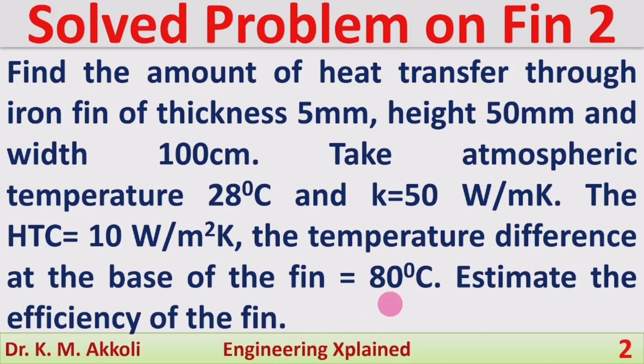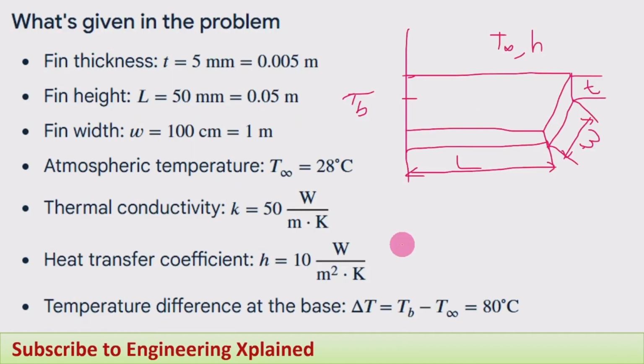In this numerical, the pin is of rectangular shape. It has a thickness of 5 mm, a height, that is the length of the pin, of 50 mm, and a width of 100 centimeter. And it is asked to find the amount of heat transfer through the pin. And later, the second part asked is to estimate the efficiency of the pin. For that, we'll take the given data first, and further we'll proceed to solve the numerical.